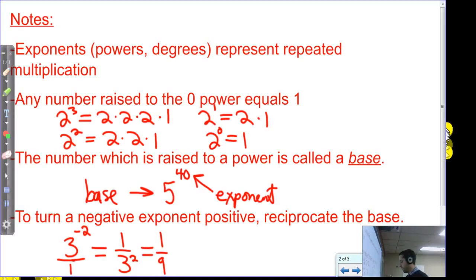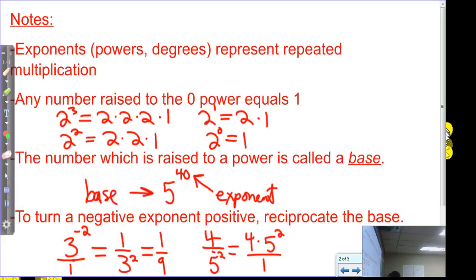Another example would be if we had 4 over 5 to the negative second, sorry. Well, 5 has a negative exponent. To turn that exponent positive, we'd have to reciprocate that part. We could take it to the other side of the fraction bar. So we'd have 4 times 5 to the positive 2, and that would just all be over 1 at this point. You wouldn't even have to write that.